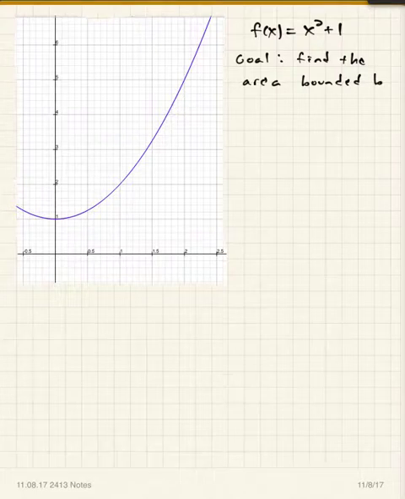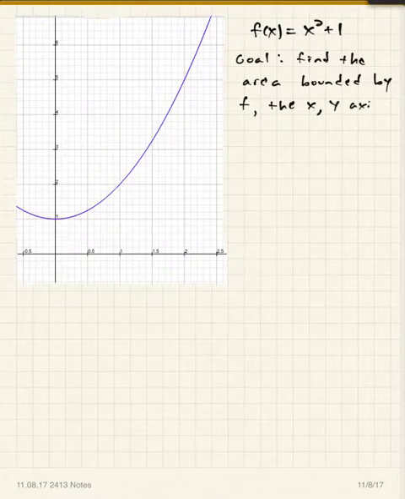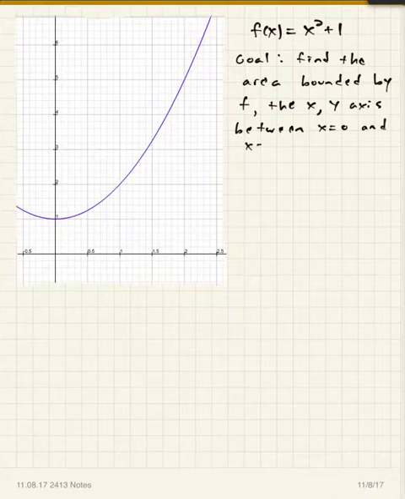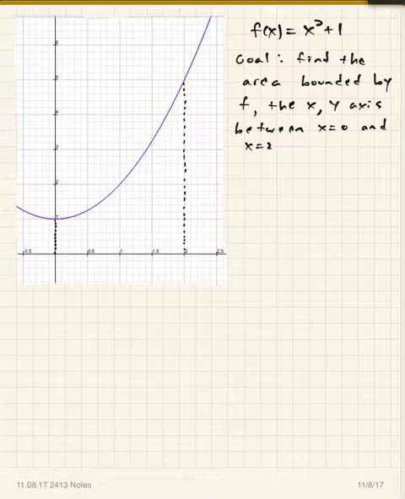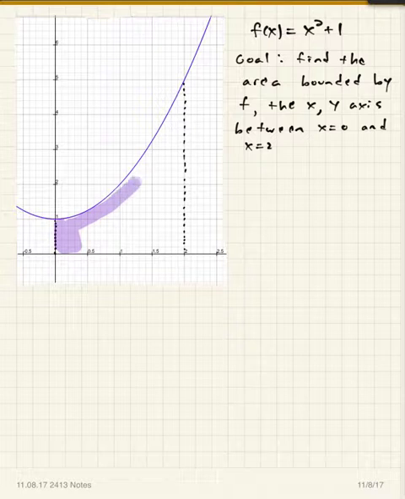bounded by f, the x-axis, the y-axis, and between x equals 0 and x equals 2. And x equals 0 is really just repeating the idea of the y-axis right here. So on my curve here, we're looking at this region right here, bounded by these dashed lines and the x-axis. We're going to try to hatch a scheme where we can find the exact area underneath this curve. This is what we're after.